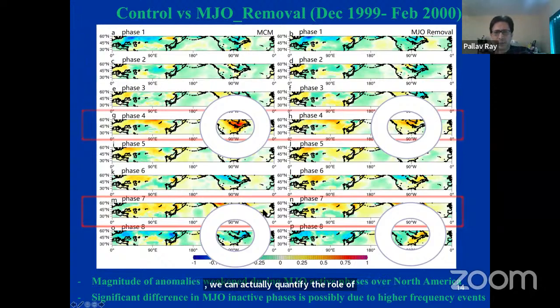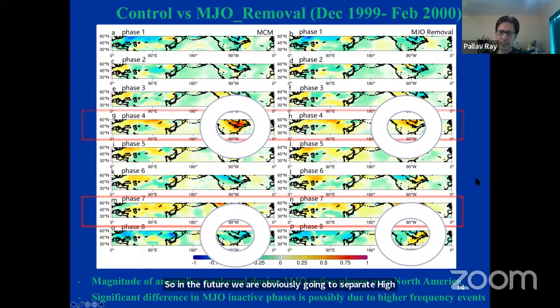On the other hand, if you look at phase 8, when MJO is inactive, when we had cooling in the MCM, we actually see warming in the MJO removal experiment. And I believe that this is possibly because of the high frequency events that were also removed in our experiment. So in the future, we are obviously going to separate high frequency events and the MJO.